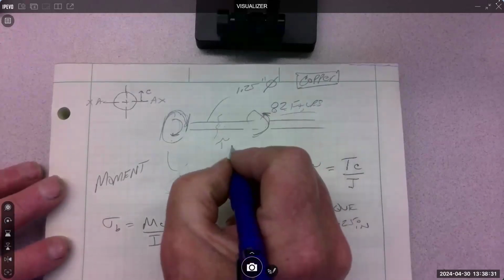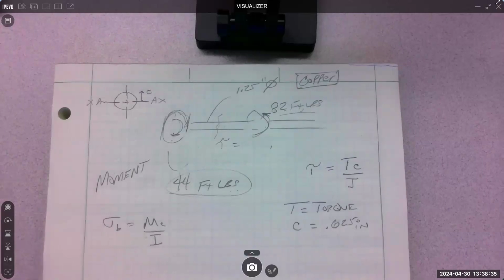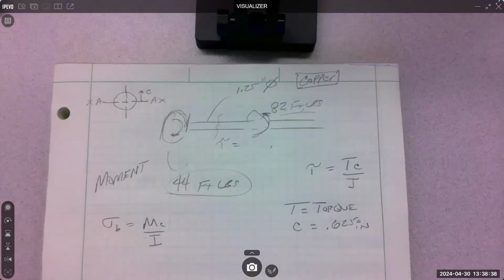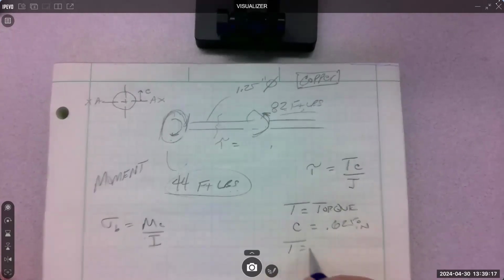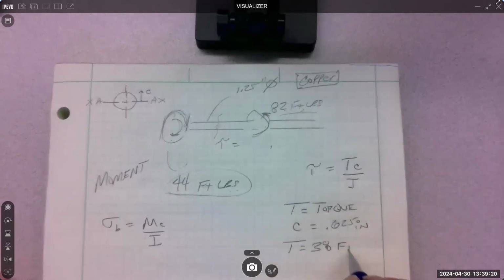So what's our torque? What's J? We'll get there. Let's get our torque first. Don't do it in your head. Be my recommendation. Okay, torque is 38. What's our unit? Foot pounds.